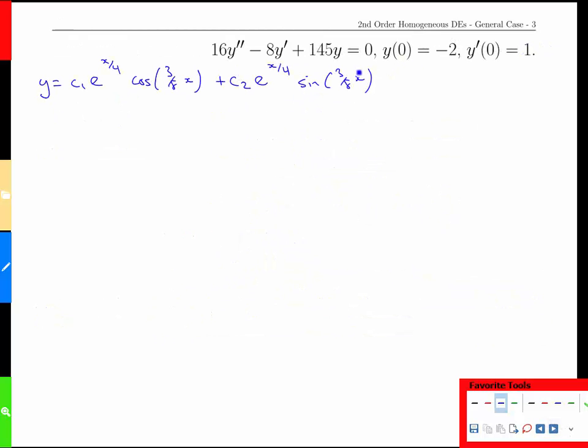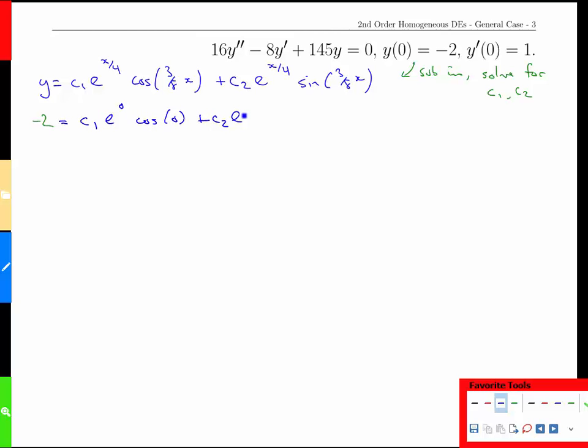Here is our general solution. Here are our initial conditions. So what we're going to do is just sub these in and solve for C1, C2. This initial condition here is quite easy to solve for. The y starts at -2 when x is equal to 0. Well, you just got to be careful with this. We'll do this one in detail.